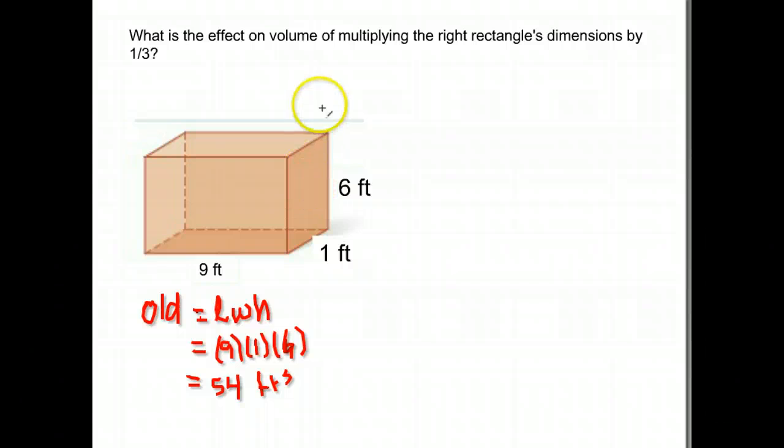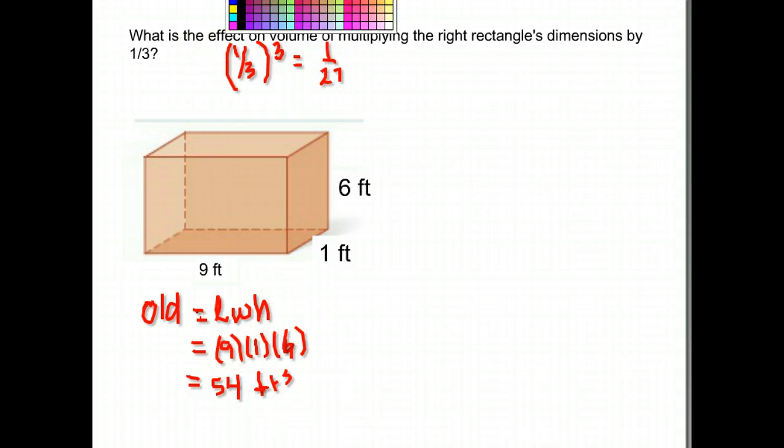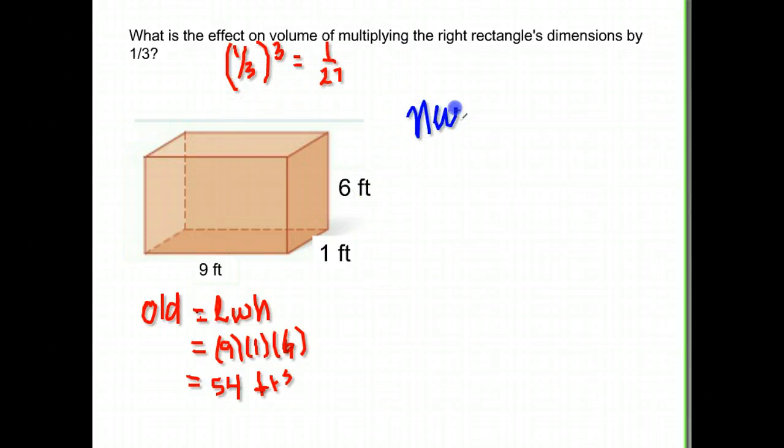Okay, now notice we are changing all the dimensions. I'm going to make my prediction. If we're multiplying by 1/3, the volume should change by that number cubed, which would be 1 over, because 1 to the third is 1, 3 to the third, or 27. So it's going to be 1/27 of the size. That's my prediction. Let's go ahead and find out what the new volume is going to be.